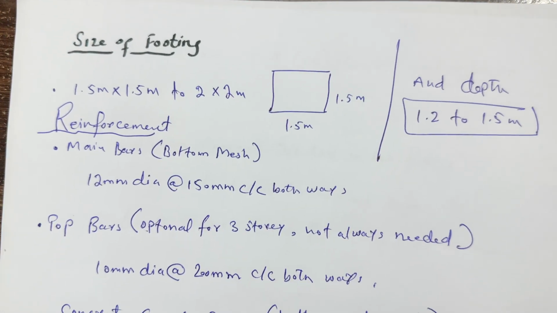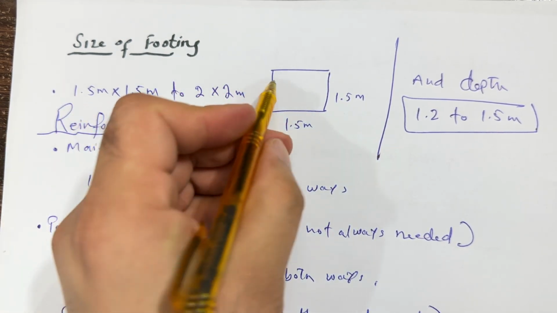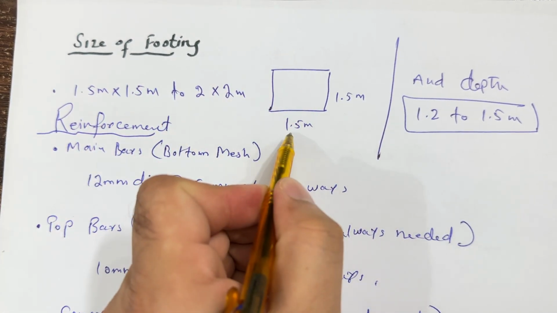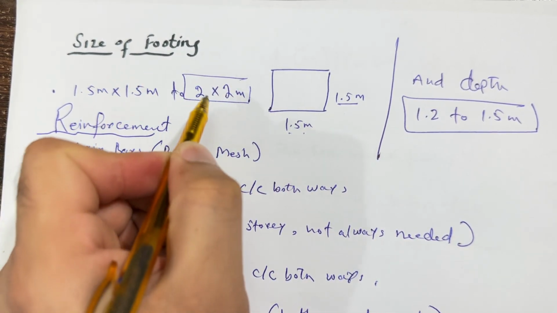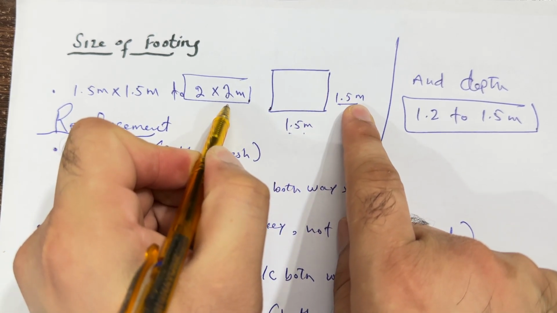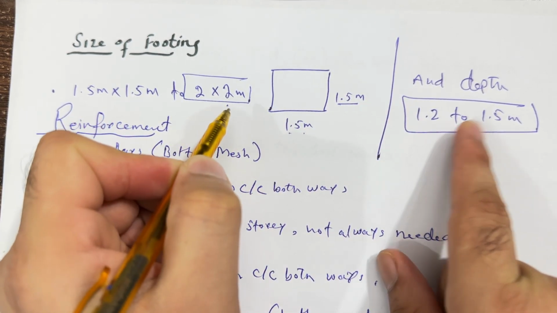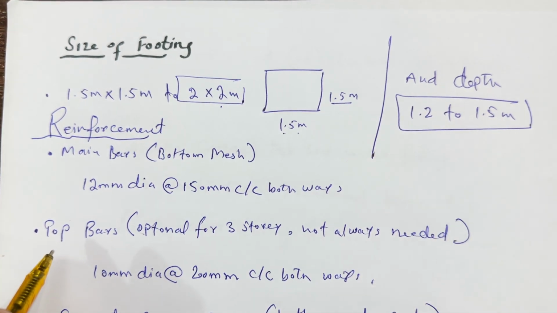Next, size of footing. What should be the size of footing? Remember, from 1.5 by 1.5, so this is like a square footing. Use 1.5 by 1.5 meter or 2 by 2 meter, maximum 2 by 2, and normal 1.5 by 1.5 meter, and the depth from 1.2 meter to 1.5 meter. Remember, this is the depth of the footing.